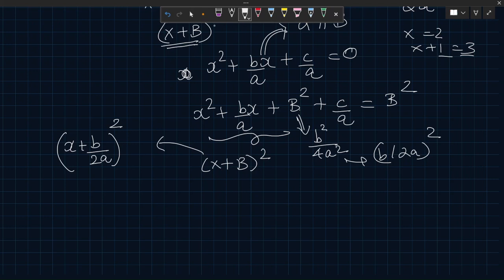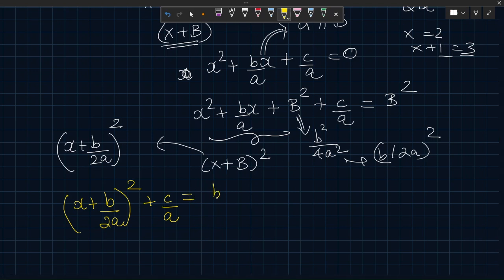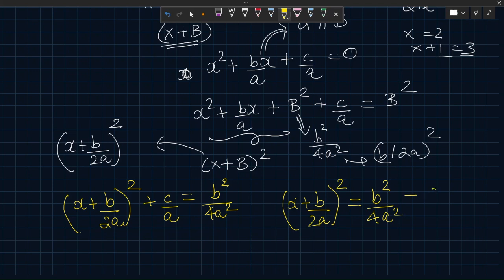Pay careful attention. This is very important. So now my equation is of the form x plus b by 2a the whole square plus c by a is equal to b square, which is b by 2a the whole square, which is b square by 4a square. Which means I can rewrite this as x plus b by 2a the whole square equals b square by 4a square minus c by a. Can I not write it like this?